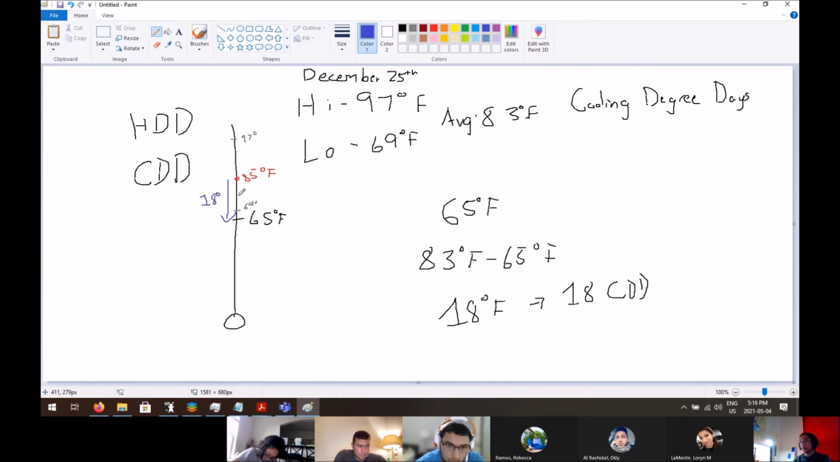And this sort of happens for 1 day, right? So cooling, because you're going down degrees, that's how many you're going by. Days, it's taking place in 1 day. 18 cooling degree days. So for 1 day, you would be cooling by 18 degrees. Same thing for heating degree days.